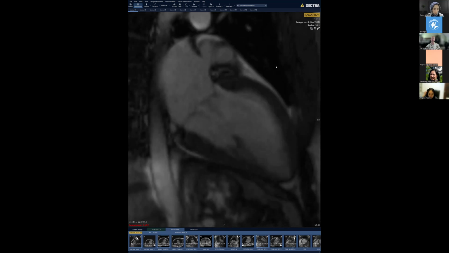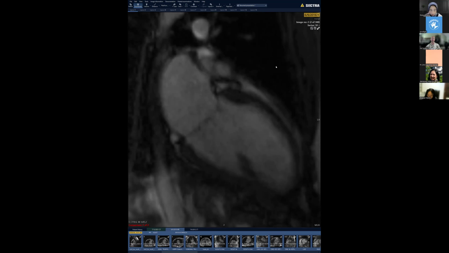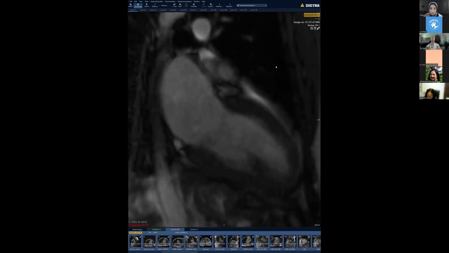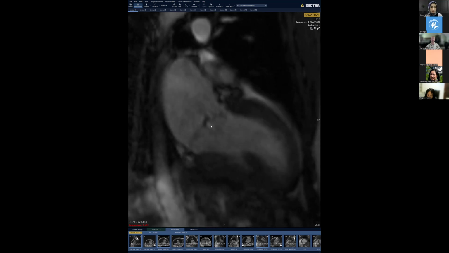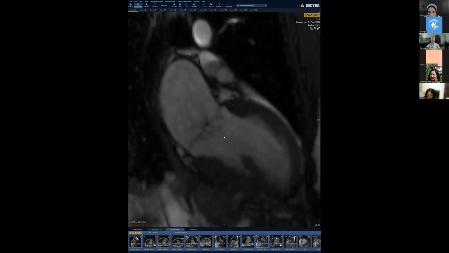I'm just scrolling through the whole heart, and we're going to go back to the best images to do our measurements. You can also see the appearance of a little jet, centrally bright, peripherally dark. You can see that this patient has mitral regurgitation. Again, we're cutting through the jet.